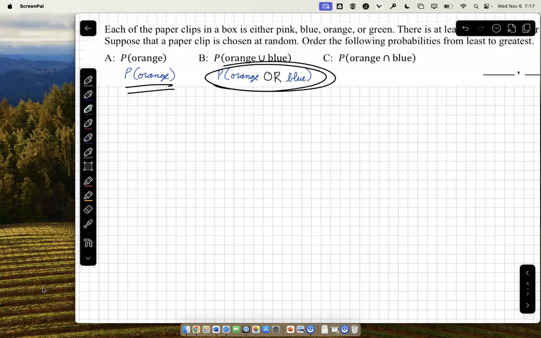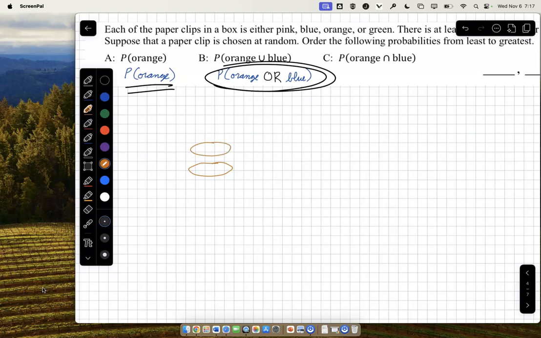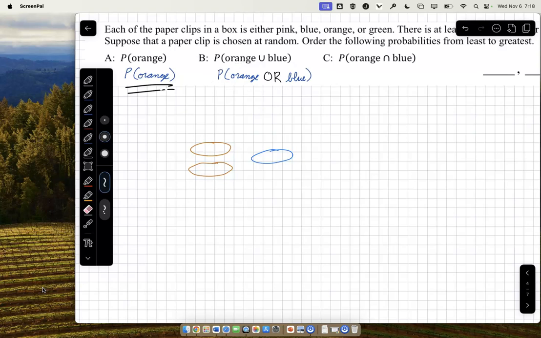If I just have, we'll put the colors in here, here's one paperclip for orange, here's another paperclip for orange. You know what? I'll put less blue paperclips in the bag. And so if I look at this, the probability of grabbing an orange is 2 out of 3. The probability of grabbing an orange or blue is 3 out of 3. So I can see right away that this probability, B, has to be greater than A. So that's good news. I know A is smaller than B, so now I need to figure out how C relates.